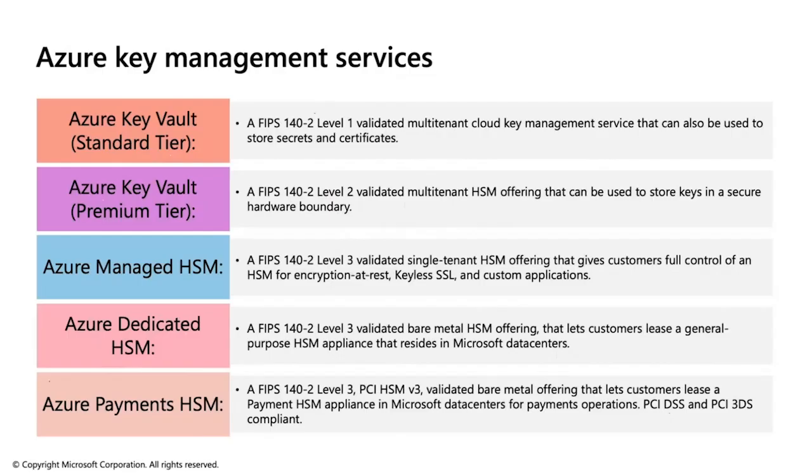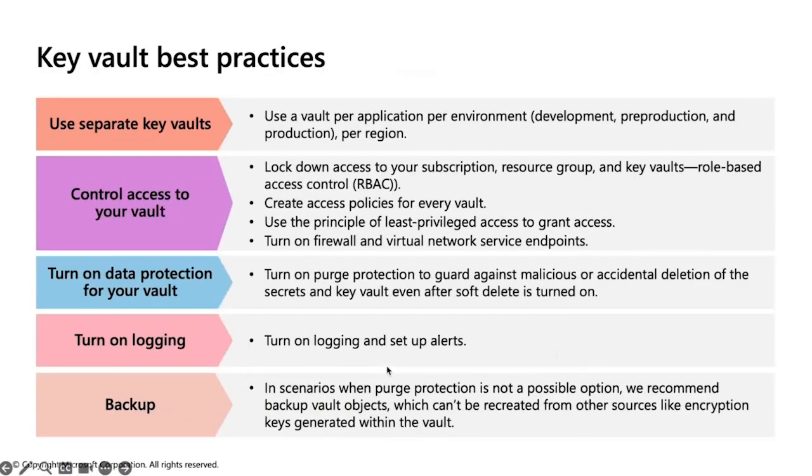Now, these are great options. But here we have some best practices that we should follow. Use a separate key vault when you have different regions. So you can use a vault per application, per environment, and per region as well. Depending on that, you can create multiple key vaults. You can control access to your key vault using RBAC. You can decide who can access the key vault and what level of access there would be. You can turn on firewall, virtual network service endpoints, and many other security options we have.